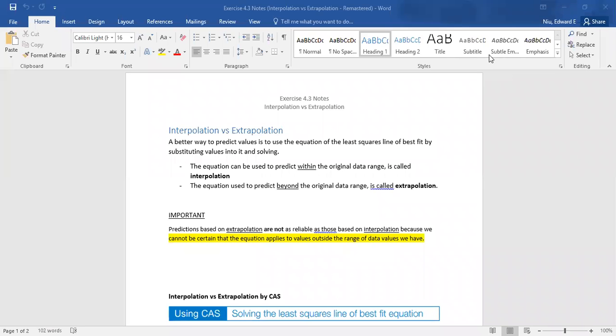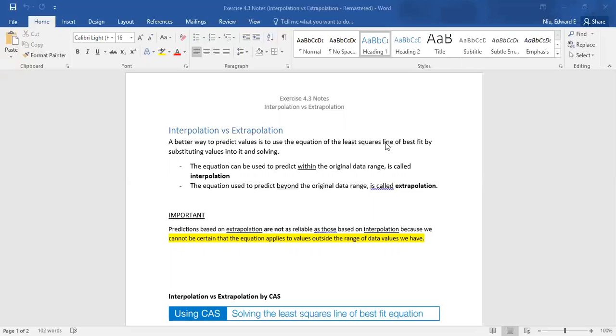Exercise 4.3 takes a look at interpolation versus extrapolation. So what do they mean? Interpolation and extrapolation is just a way of explaining how we predict values using the line of best fit. How we do that is we plug in the values into the X and Y, or the response and explanatory variables, and then from that equation we'll get the opposite variable's answer.